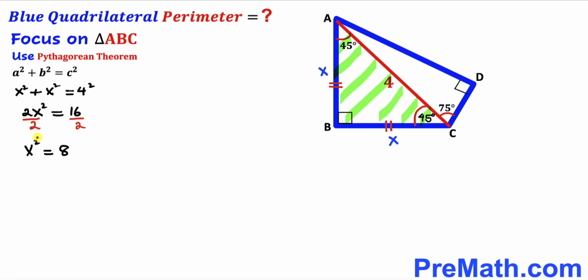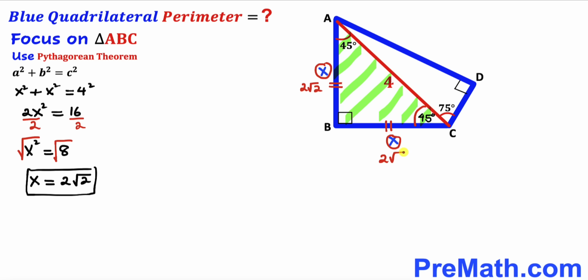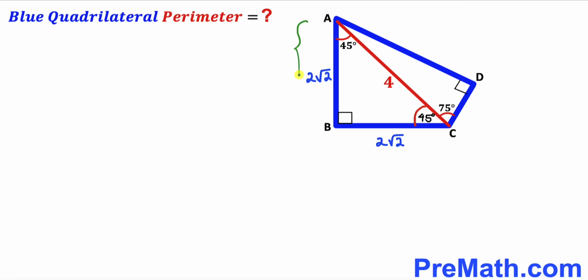And now I am going to undo this square by taking a square root on both sides. So therefore, our x value is going to be equal to 2 times the square root of 2 units. So this x value turns out to be 2 times the square root of 2, and likewise this x value is 2 times the square root of 2 as well. So thus we figured out the value of this side length and this side length as well. And now our task is to find the value of this side length and this one as well.